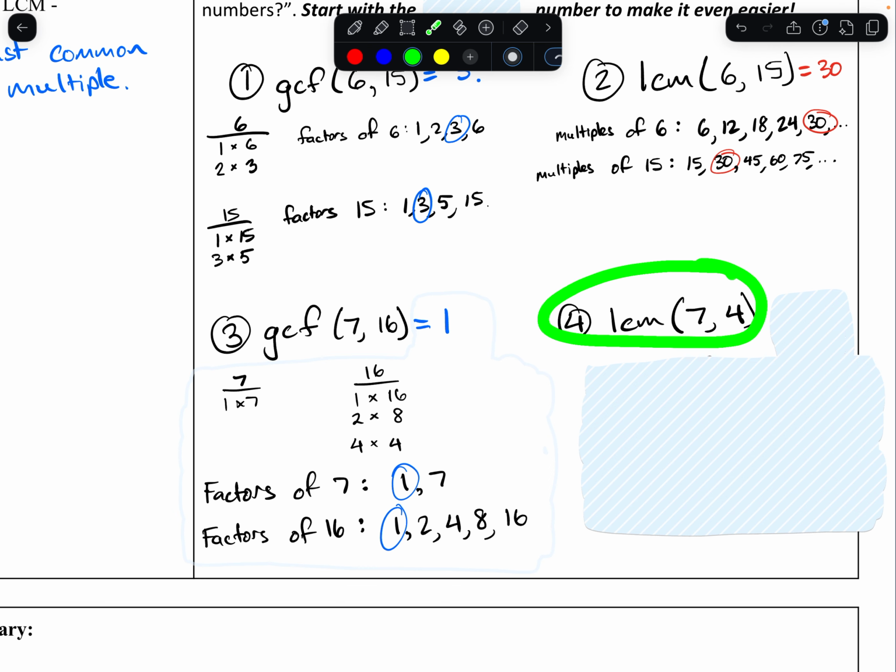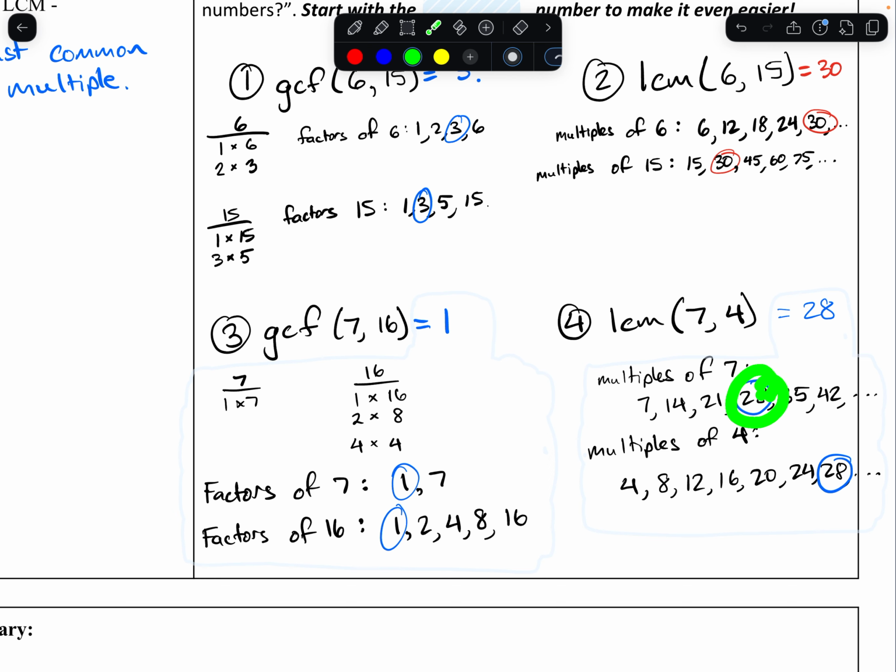Now, your least common multiple problem here, we're talking about multiples, not factors, so we'll count by 7s and we'll count by 4s and see what's the smallest number in both lists. That happens to be 28.